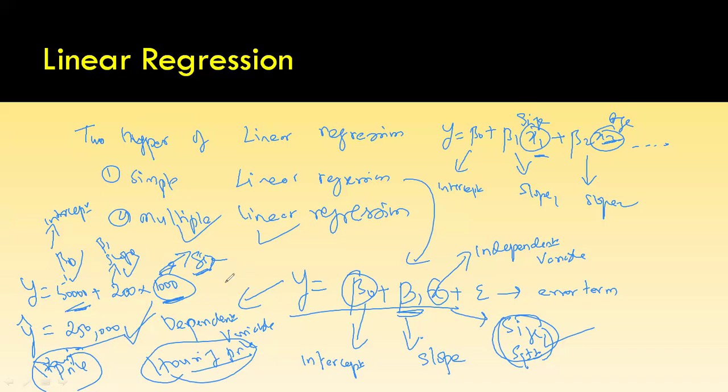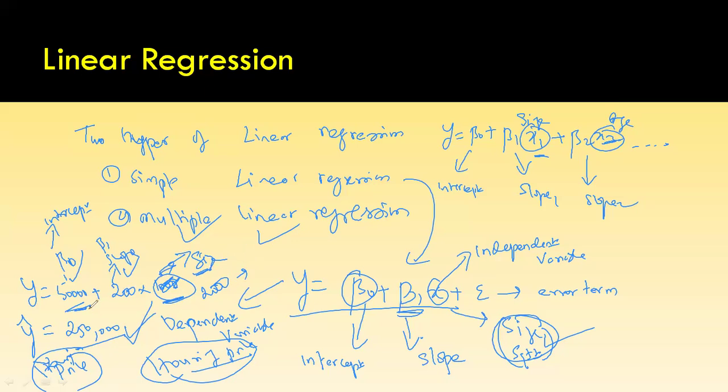Then automatically, let's assume that in your data set you have 10 records, 10 different houses. In the second record, you have 2,000. Instead of 1,000, 2,000 will come. 2,000 into 200 plus this 50,000 is your predicted housing price for the second record, the second observation in the data set.